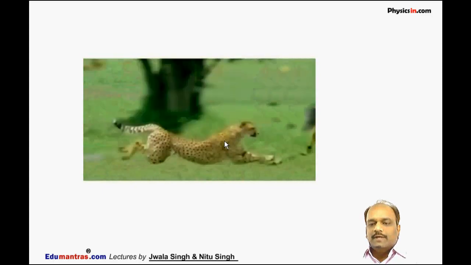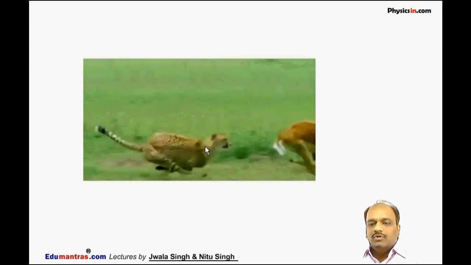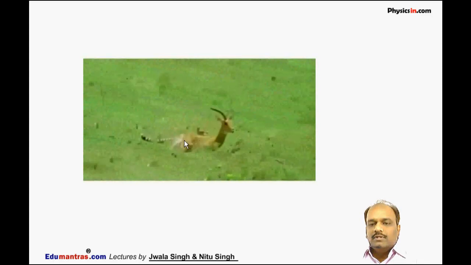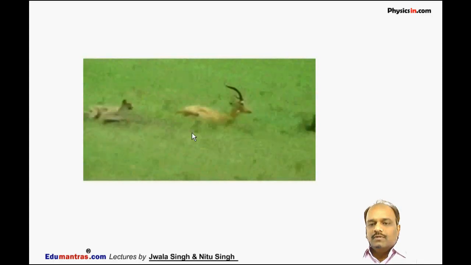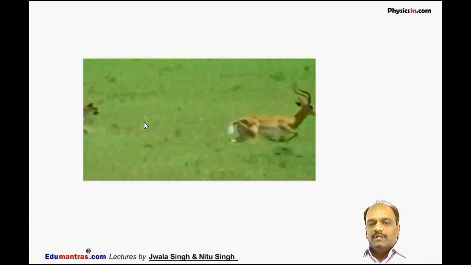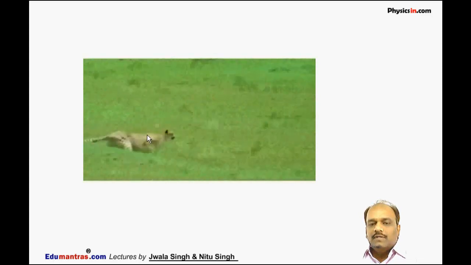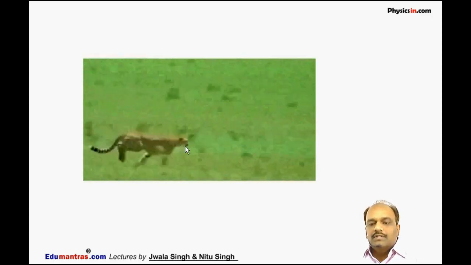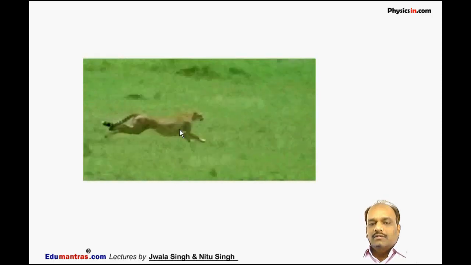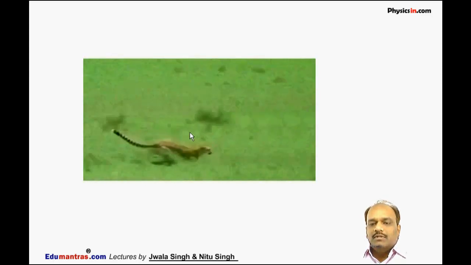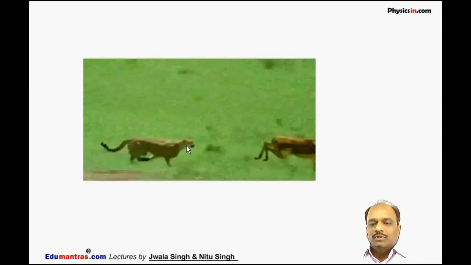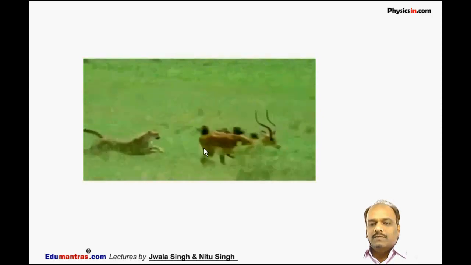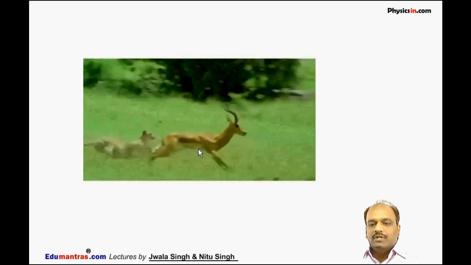Now after some time, this leopard is about to catch this deer, and when it does, the deer increases its speed, and the separation between the leopard and the deer starts increasing. And again this cheetah increases its speed, and it starts approaching this deer. The separation between these two now is decreasing. This is the velocity of approach.